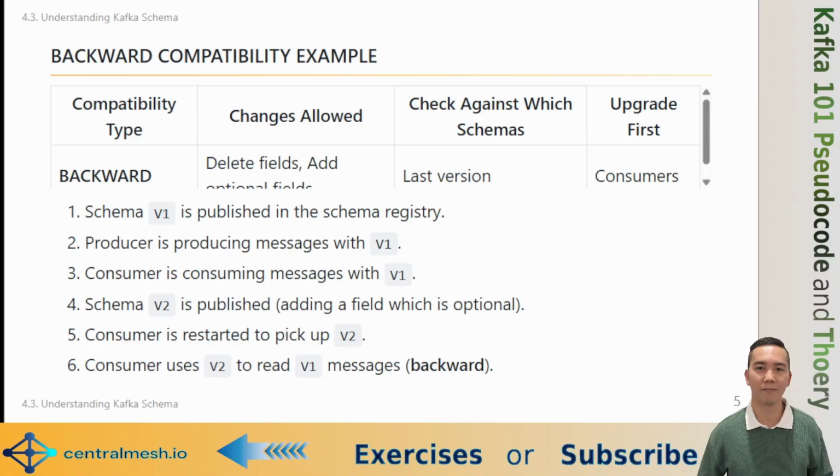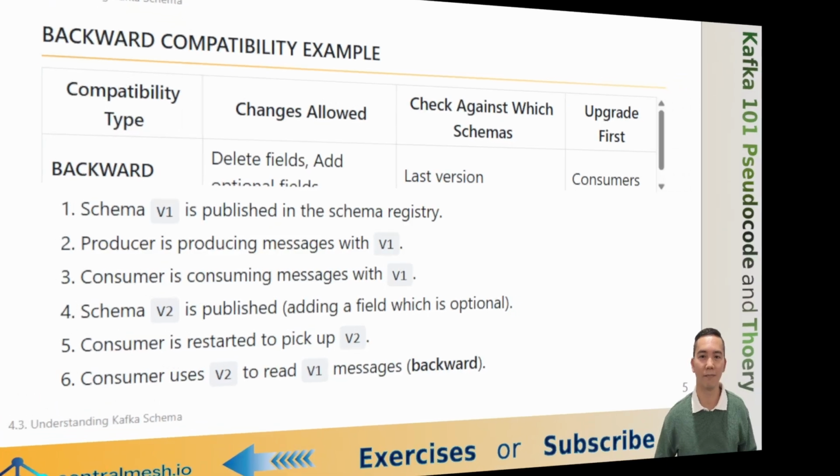Let's walk through an example of backward compatibility. Suppose we have a schema. Let's call this schema V1. The producer uses V1 to produce messages, and the consumer reads these messages using the same version. Now imagine we publish schema V2, where we add an optional field. The consumer still on V1 is able to read the messages produced with V2 because of backward compatibility.